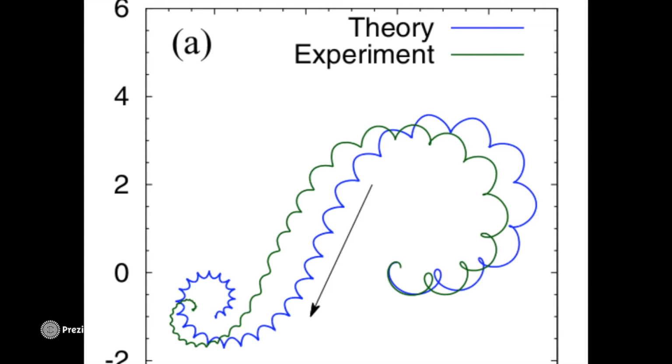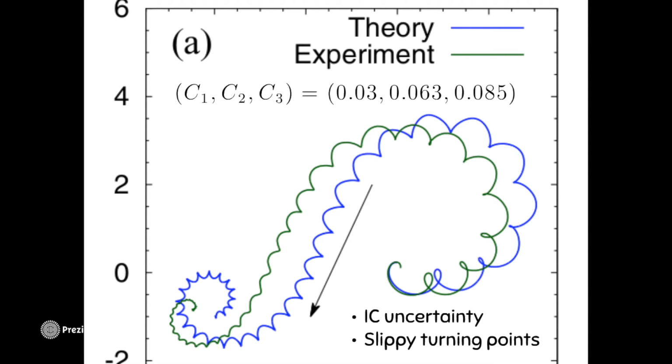We notice this is theory and experiment, and there's quite a bit of similarity here, including the number of little cusps it makes before the inflection point. So it's kind of astounding. Now there's of course a drift, and the authors did address this by saying this is probably due to uncertainty in the initial conditions, and also maybe a little bit of slipping at the turning points.